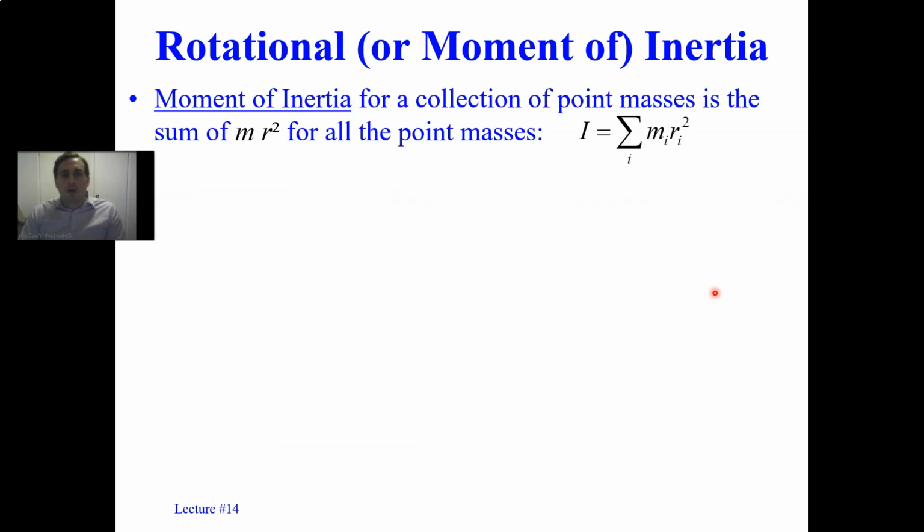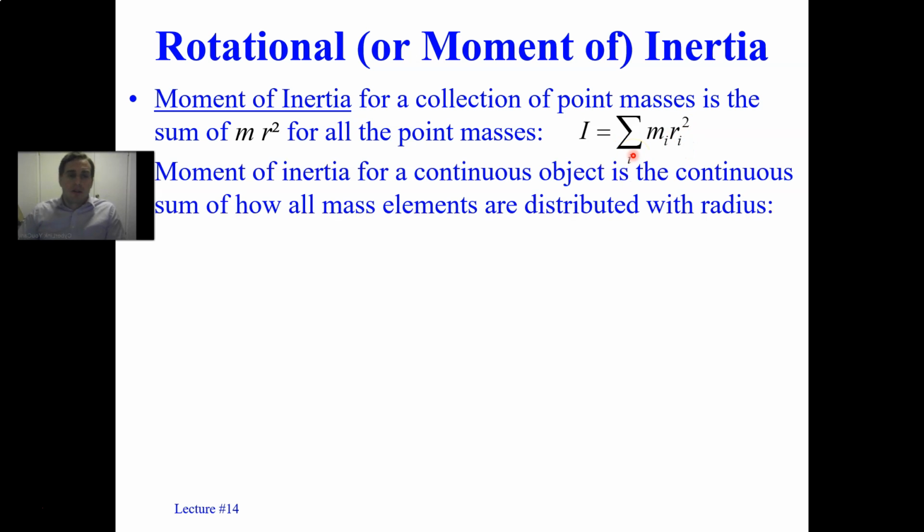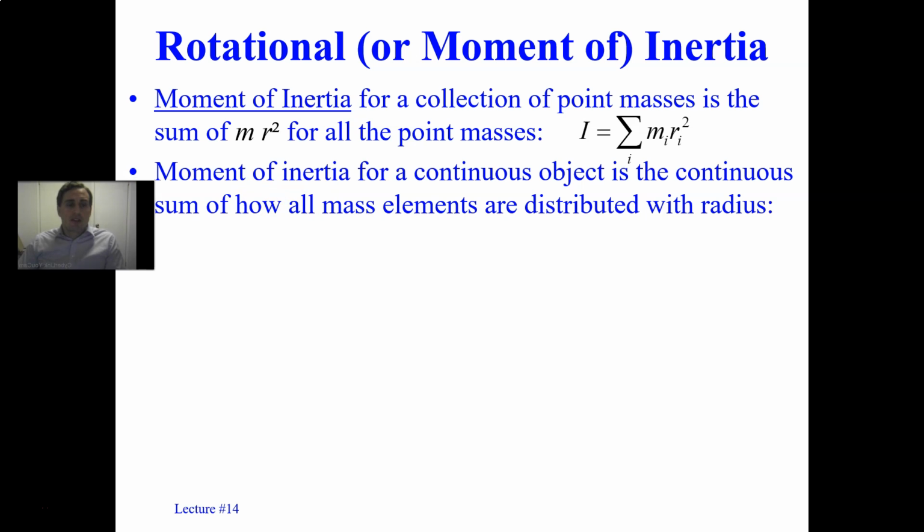So let's talk more about rotational or moment of inertia. For a collection of point masses, you sum all the m r squareds. So I is the sum of m_i r_i squared, summed over all i, where i is an index. The moment of inertia for a continuous object is the sum of how all the mass elements are distributed with a radius. Okay? And that's going to be I equals the integral of r squared dm.